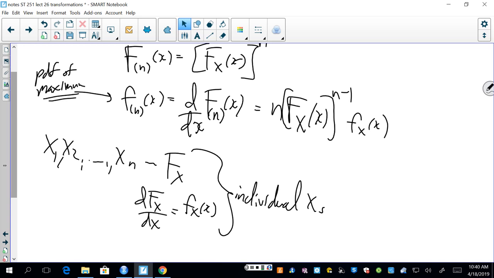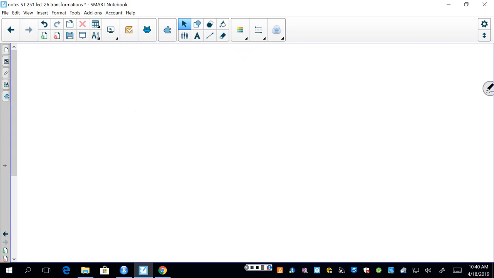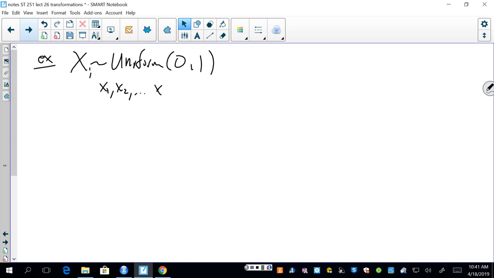Let's look at a concrete example. All right, so one example, let's say x is uniform. We get a bunch of uniform random variables, x1, x2, up to xn. And for the density of this one, f of x is simply just 1 for x between 0 and 1. That's the uniform constant. The cumulative distribution function, if you integrate that, ends up being x.